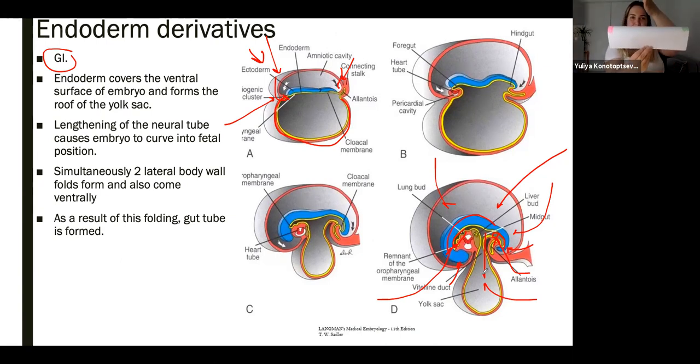But through the midgut region, what am I also connected to? I'm not separated, right? I'm connected to the yolk sac. So how would my fingers be called now? The vitelline duct. Is that clear? Will the yolk sac be there forever? When does the yolk sac disappear? I told you in our first lesson.